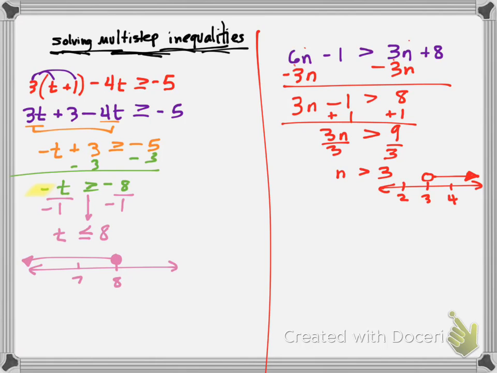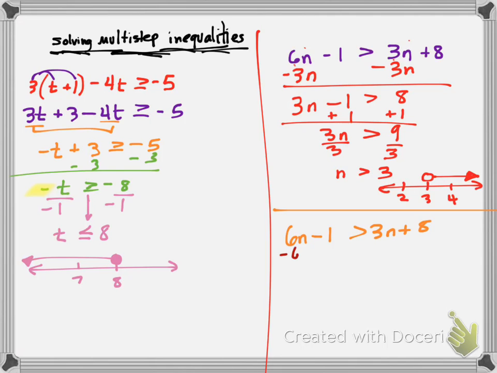I'm going to do that same problem over again, just to show you that you can do it a couple different ways. So it's 6n minus 1 is greater than 3n plus 8. Now we should get the same answer if we solve it a different way. If you get a different answer, then something went wrong.